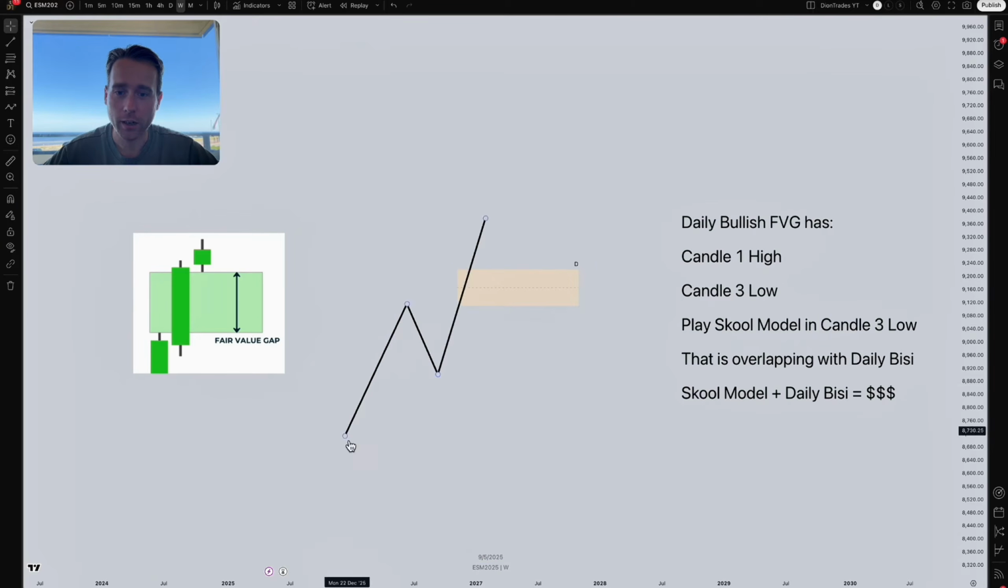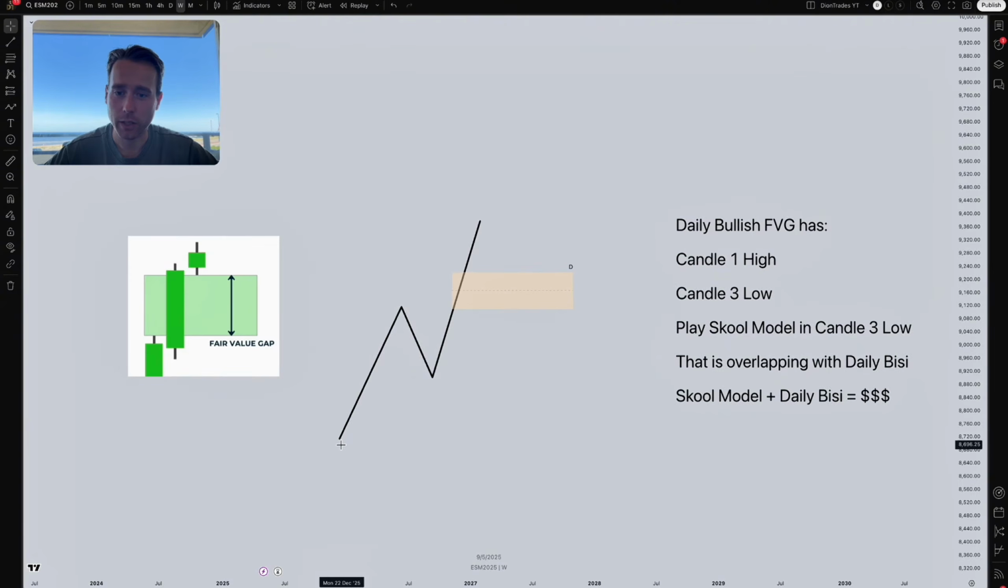Let's say we are here on a daily structure. So we are going up and up and up, and we create a daily bullish fair value gap here. A fair value gap looks like this: candle 1, candle 2, candle 3. Let's break this down. A daily bullish fair value gap has candle 1 high, it will be right here, candle 1 high, candle 3 low. So here you have an all daily high and an all daily low basically. But what if we can play the Skool model in this candle 3 low that is overlapping with a daily bullish fair value gap? Remember, we want to trade with the higher time frame trend.